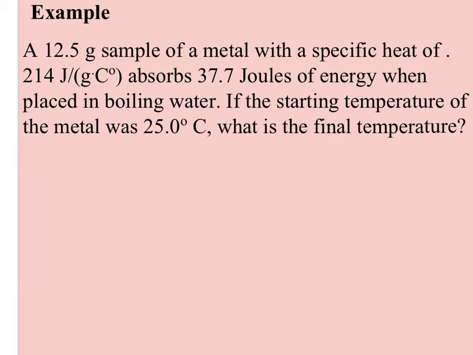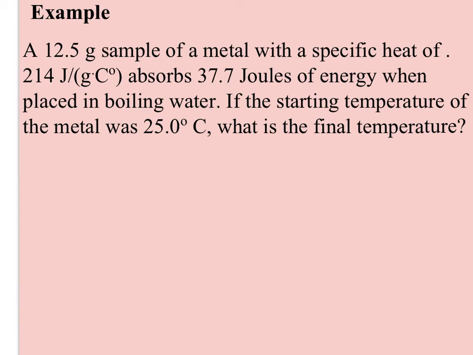I have delta H equal to M times C times delta T, or MCAT, and I like to keep it simple. I have 37.7 joules as delta H. I have a mass of 12.5. I have a C value of 0.214. I don't know delta T. So I'm not going to try and solve for the final temperature right now, and I'm not going to include that 25 degrees because that just makes this messy.